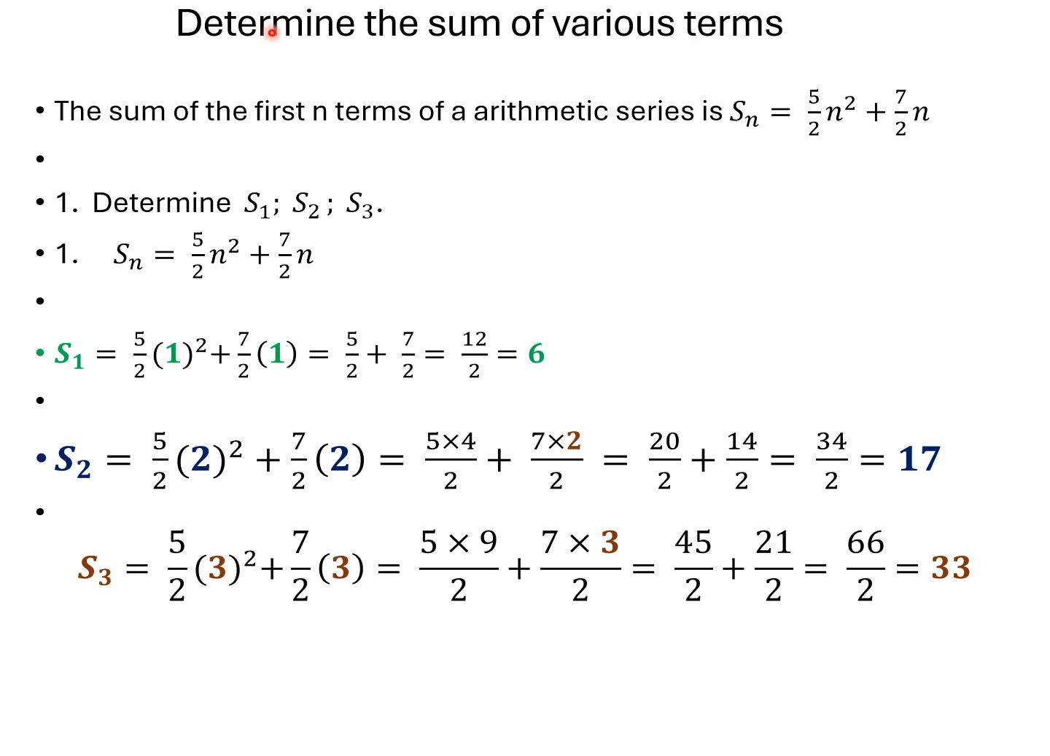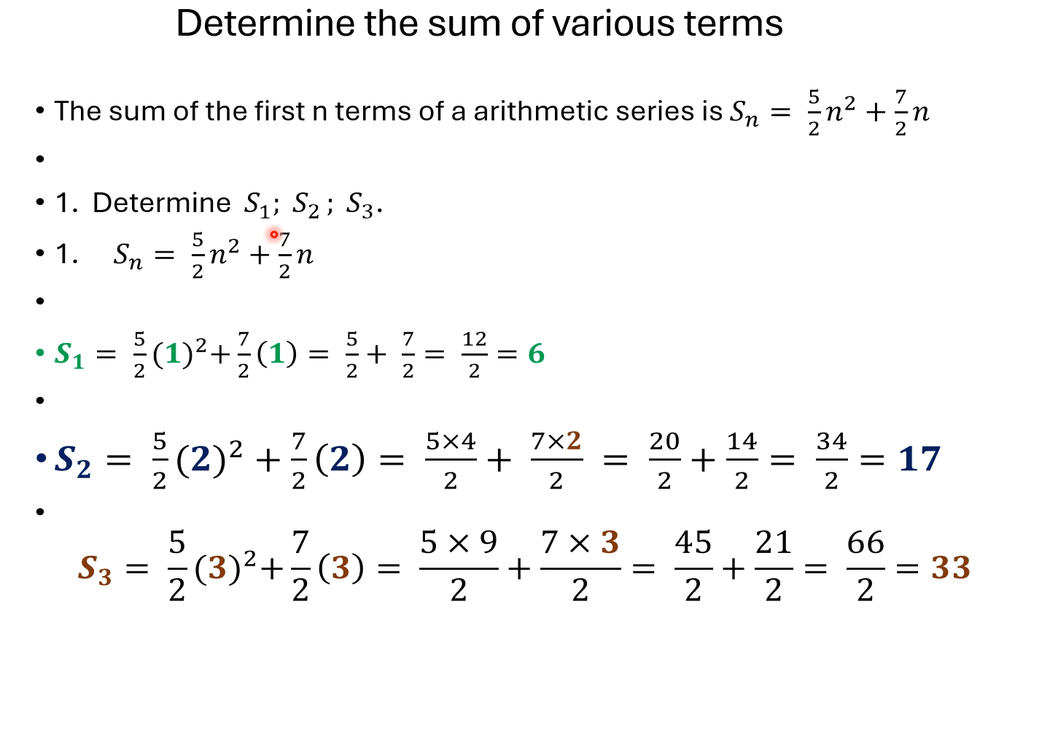So determine the sum of various terms. Say the sum of the first n terms for an arithmetic series is given by Sn equals 5 over 2 n squared plus 7 over 2 n. Right, now easy marks for 3 marks. Can you determine sum 1, sum 2 and sum 3?